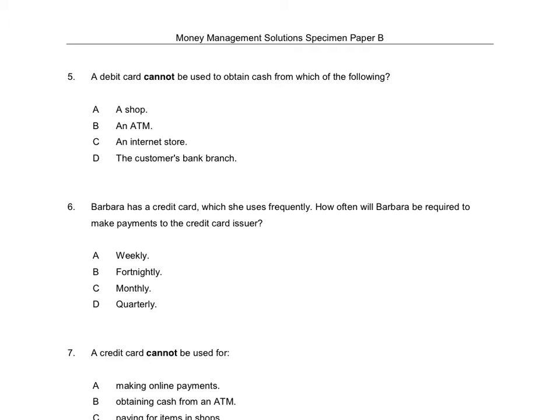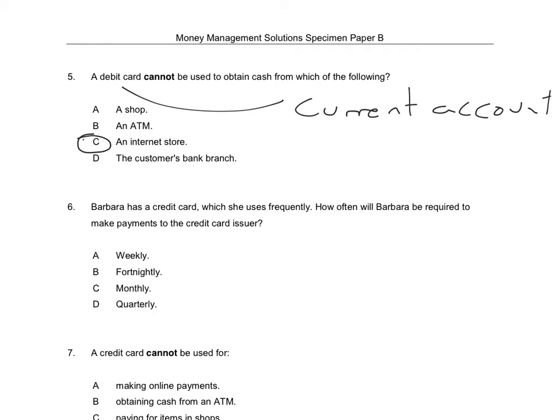Right, a debit card cannot be used to obtain cash on which of the following. Now remember, a debit card, that's the thing that's linked to your current account. And this is your own money, so when it runs out, it runs out. Apart from, in my current account, I've got something called an overdraft. So when it goes into a minus, I'm allowed to use it. Anyway, a debit card cannot be used to obtain cash from which of the following. You can't get cash from an internet store, so it's C.